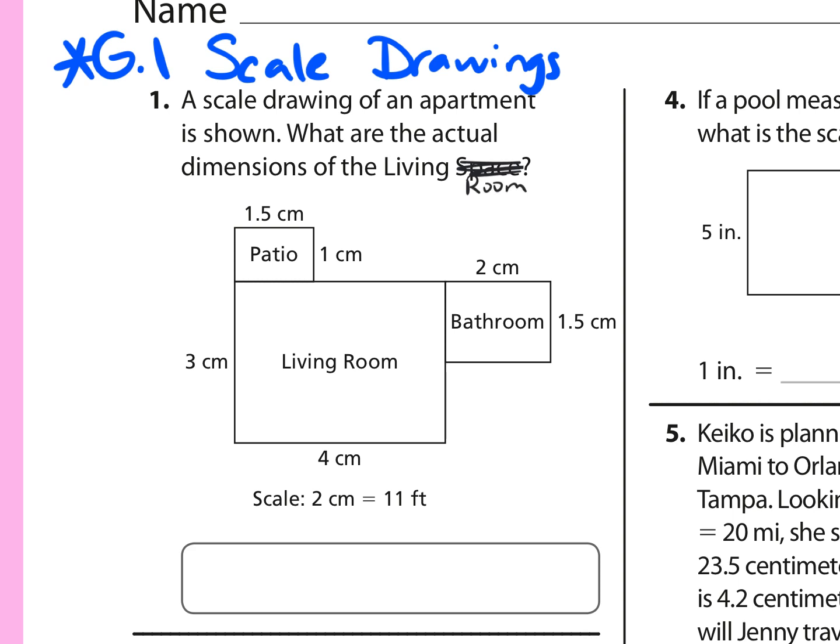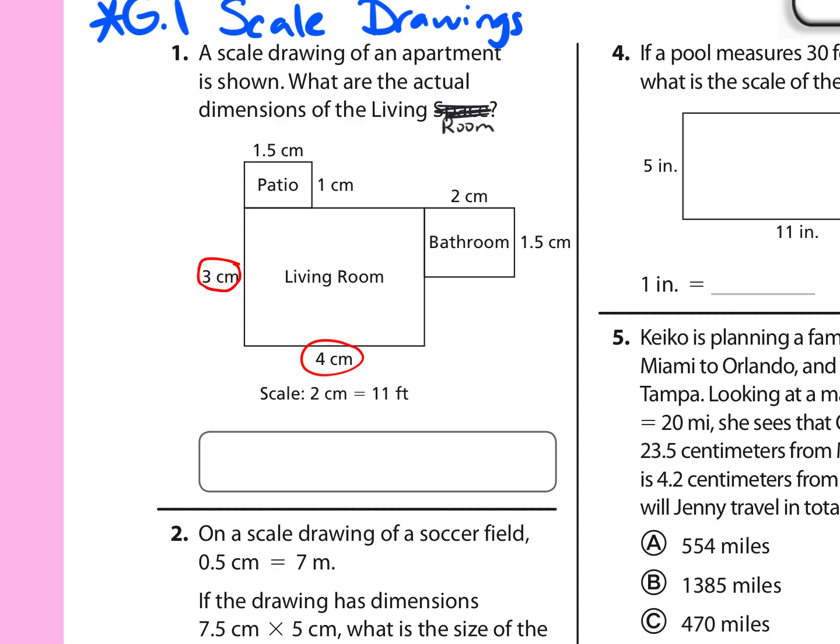So one thing we notice is it gives us all the dimensions in centimeters, but it does give us a scale that 2 centimeters are equal to 11 feet of the actual dimensions. So we want to know the living room. We know it's talking about a width of 3 centimeters and a length of 4 centimeters. So I just need to find those values in feet by using proportions.